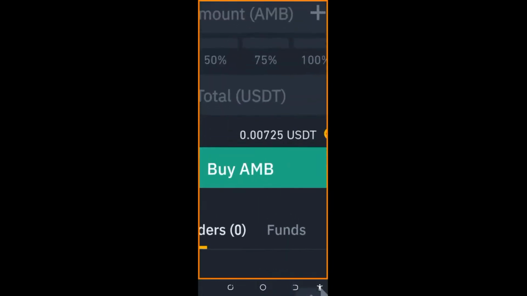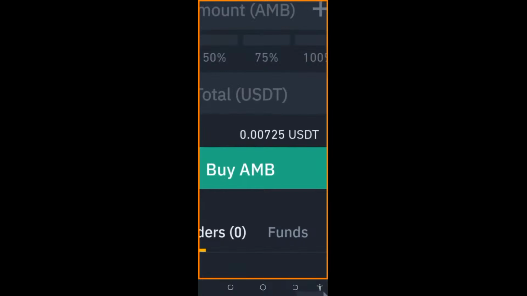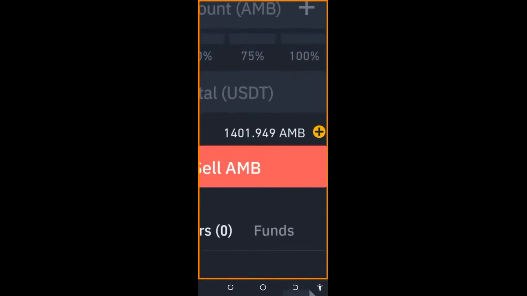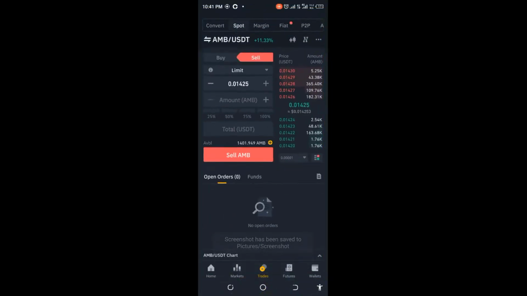It didn't pick up everything because I can see less than a cent, but that is fine. Let's see how much we have. So we have 1401.94. Let me just snapshot that. Okay, so let's go ahead and get this sent over to MEXC.